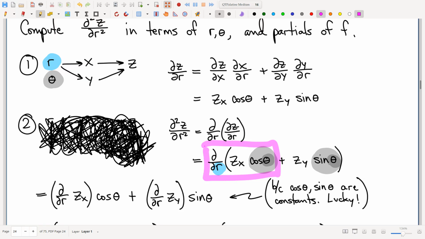And I'm going to give props here to the diagram. The diagram is what reminded me, okay, I'm doing a partial with respect to r. Theta then, one of my other inputs, that's not the variable I'm taking the partial with respect to. Boom, constant. So I'm a big believer in the diagrams.